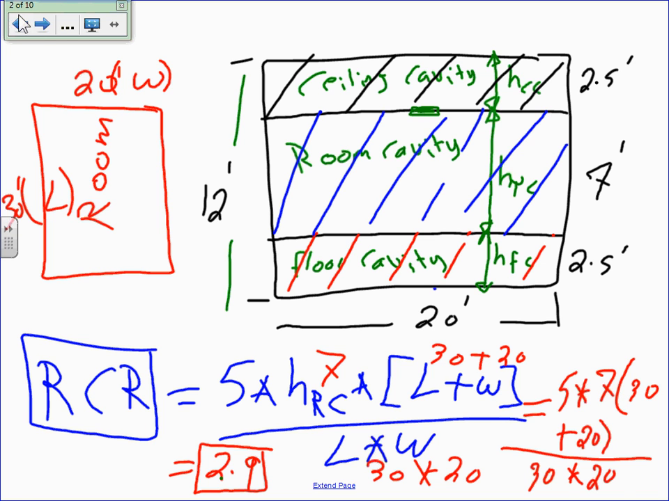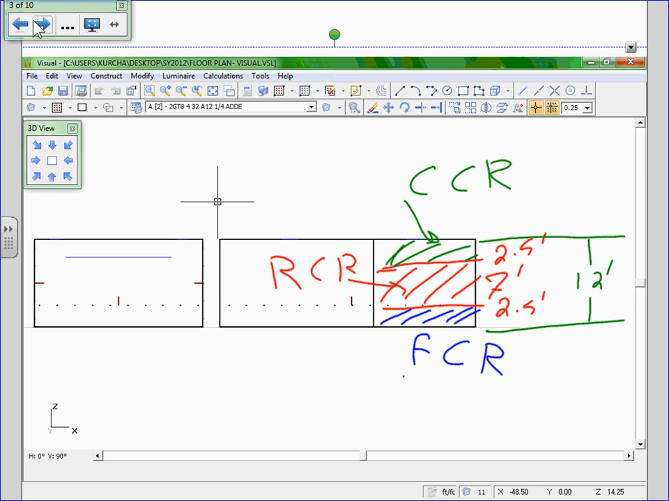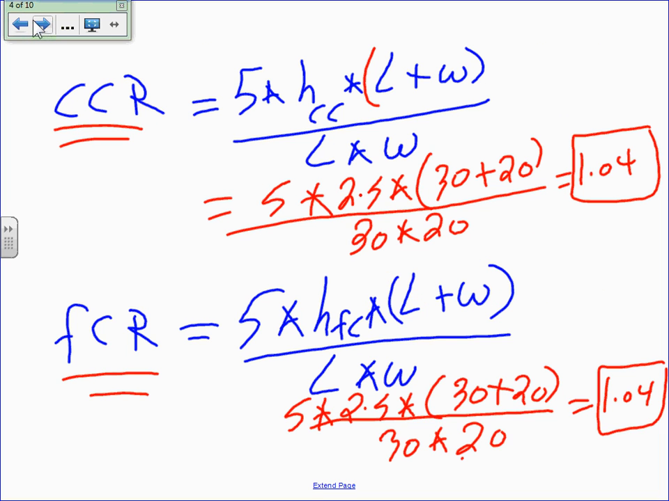Okay, let's go to calculate the room. The ceiling. I'm going to calculate actually the same thing for the ceiling cavity ratio. Ceiling cavity ratio equals 5 times the height of the ceiling cavity, multiplied by the length added to the width, divided by the length times the width.